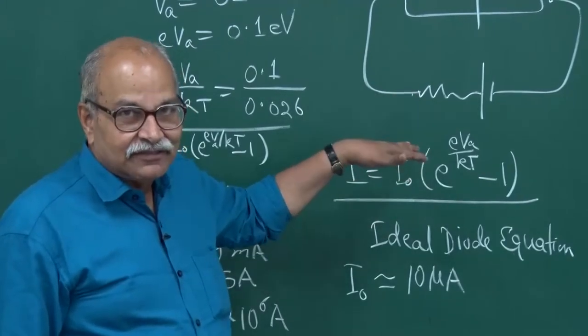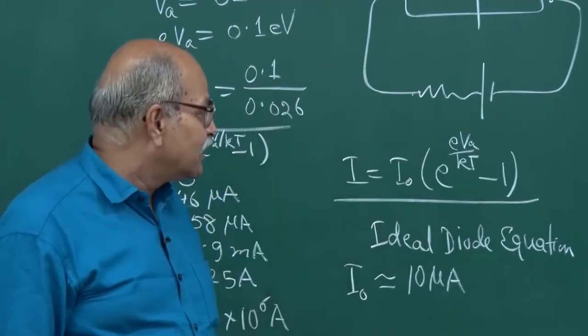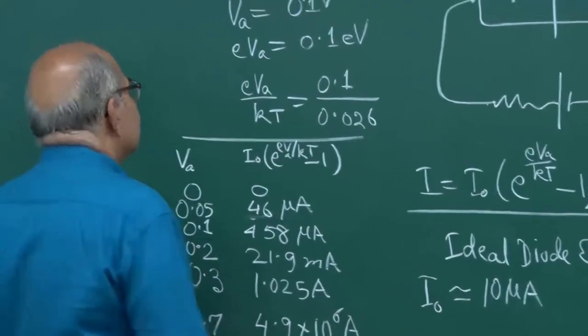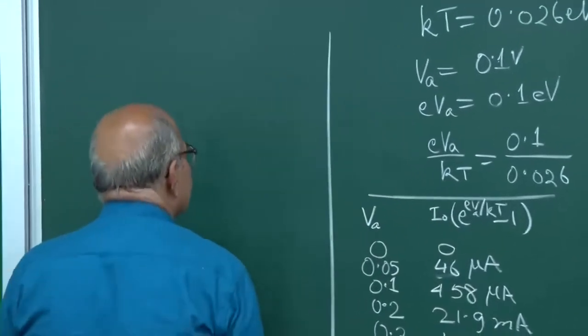So this is about forward biasing. Okay, there is one more thing that I should tell, that if you have forward biasing, then what happens to the width of the depletion layer?